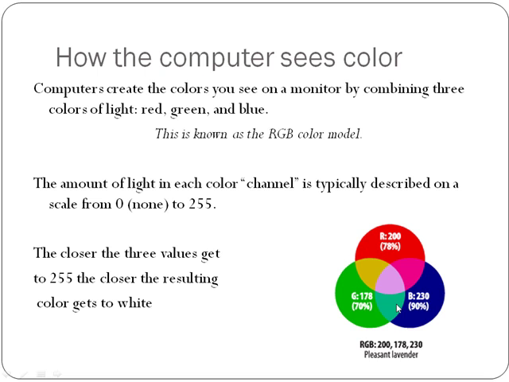I would get white. So here's an example of a nice lavender. My R, for my red, is not quite at 255, but it's pretty high. So it's a 200. And then my green value is a little bit lower, but it's pretty high. And then my blue value is almost at 255. So you can think of this as just a different way of mixing paints. And that end result would be this lavender color here.